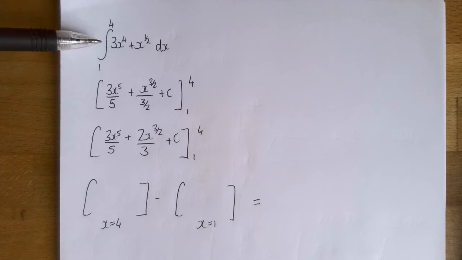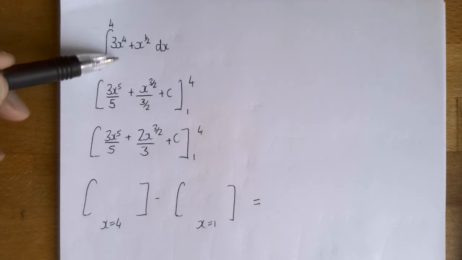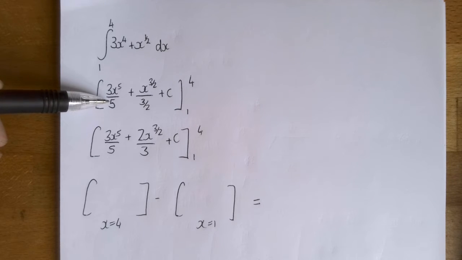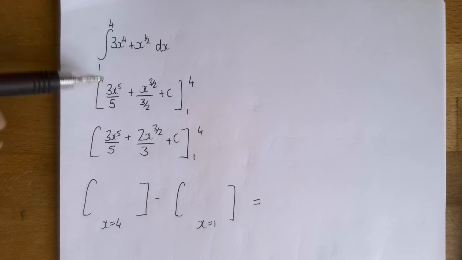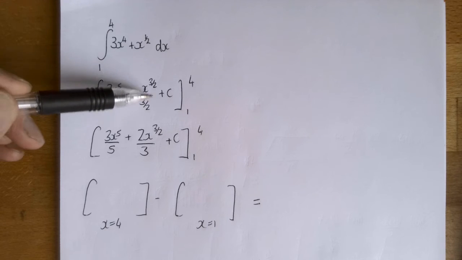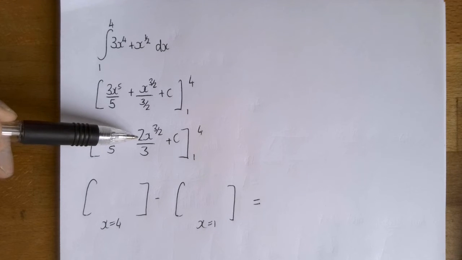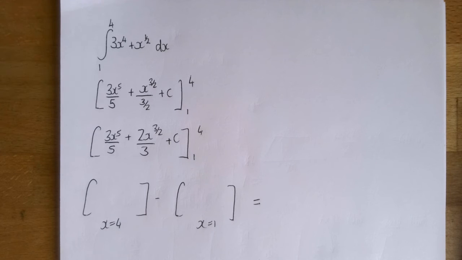So let's say you want to integrate this function between 1 and 4. Want to find out the area underneath the graph between 1 and 4. So we integrate both terms separately, increase the power, divide by the new power. Here, dividing by 3 over 2 is the same as multiplying by 2 over 3, so that simplifies like that.